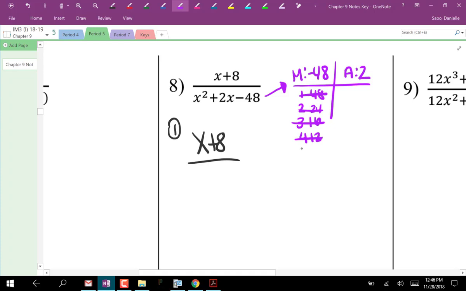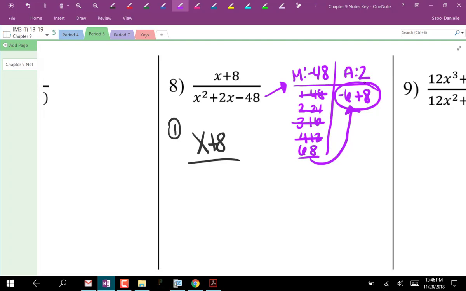The last one, 5 doesn't work, but 6 does, like Riley said, 6 and 8. Can someone tell me which one, 6 or 8, needs to be positive? The 8. Because the bigger number needs to be the sign that we're looking for. So that's why I have negative 6 and a positive 8. So that's going way back. Not way back, but this whole year we've been doing that mod table.